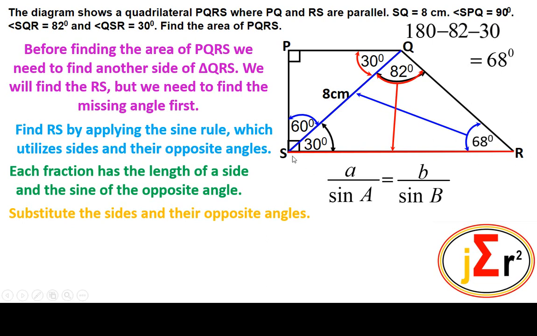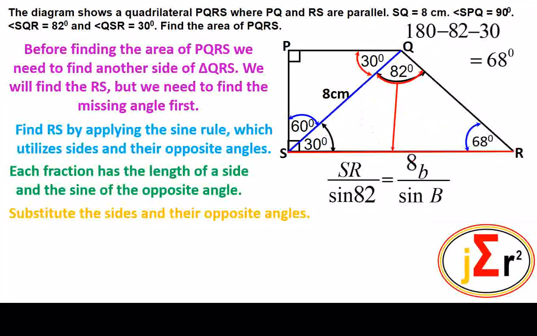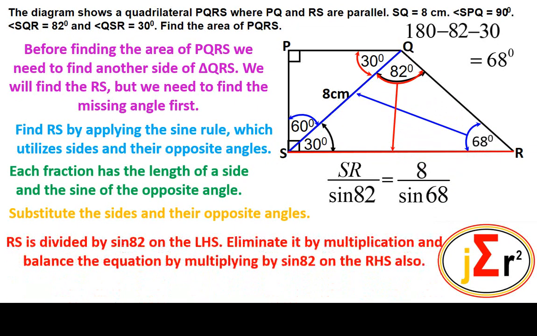So we have SR that we need to find. Of course, we need the known angle opposite to SR. So we will make that substitution, and we are not going to be at a loss because we have that highlighted here. So first we will have side SR over the angle opposite to it, sine of the angle opposite to it. Then we will have side 8 centimeters, sine of the angle opposite to it. What we have now is a simple equation in one unknown, which we may solve immediately.